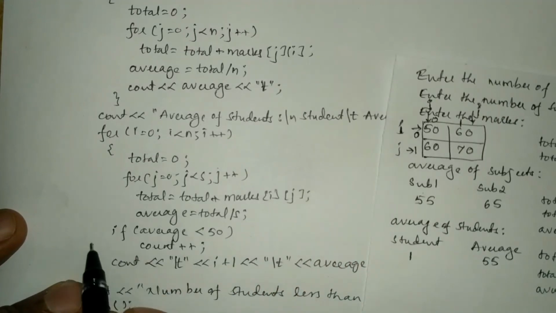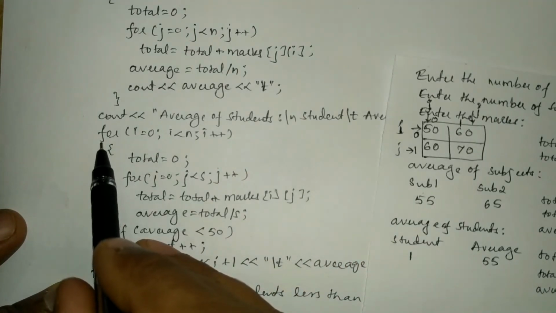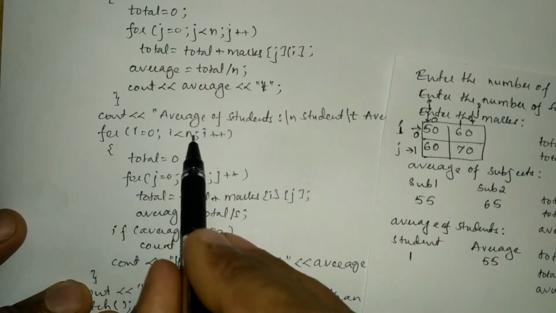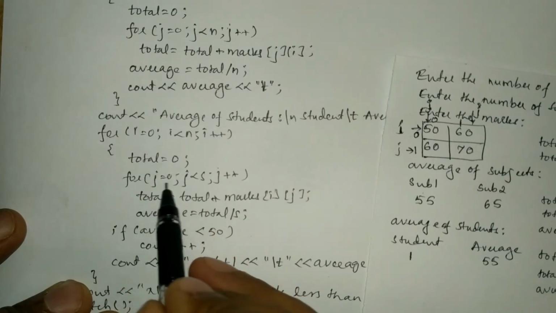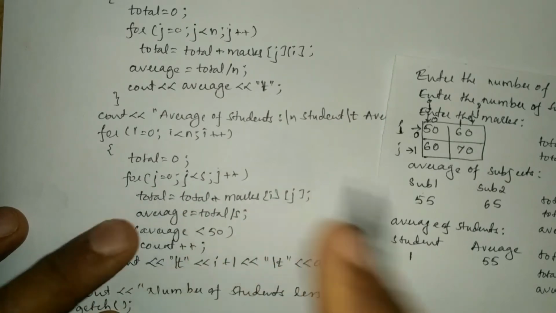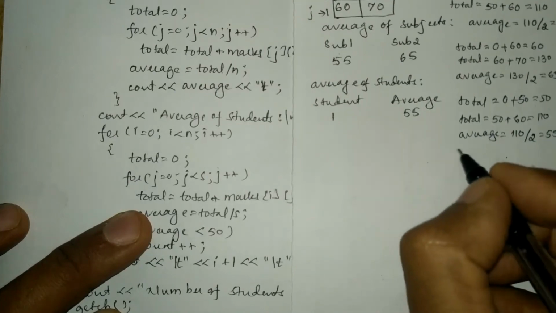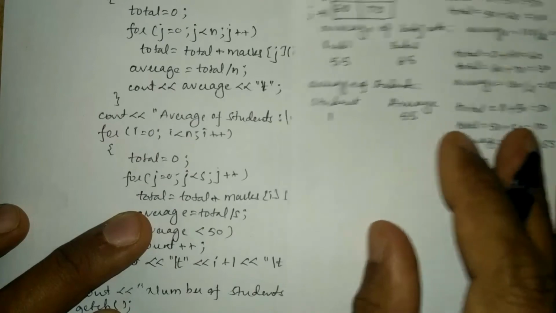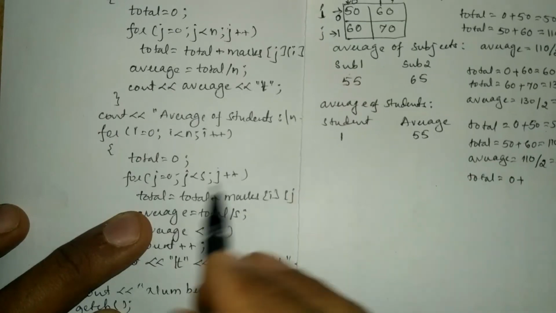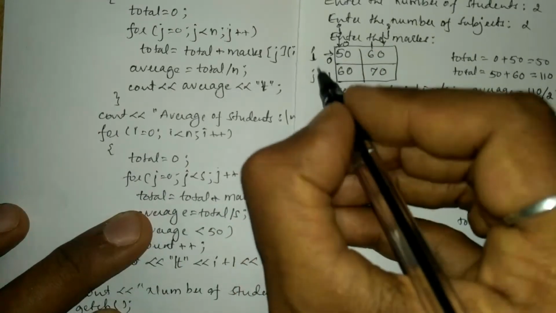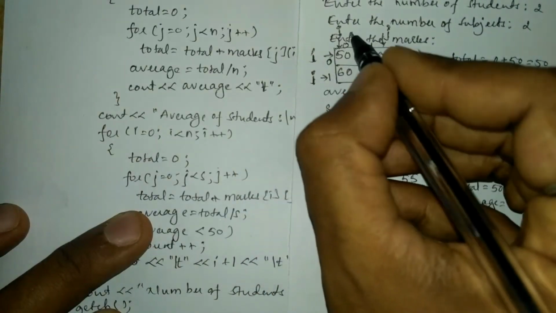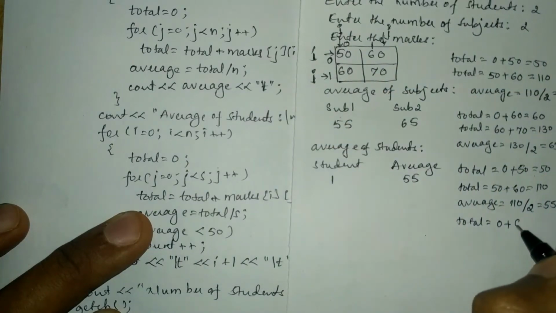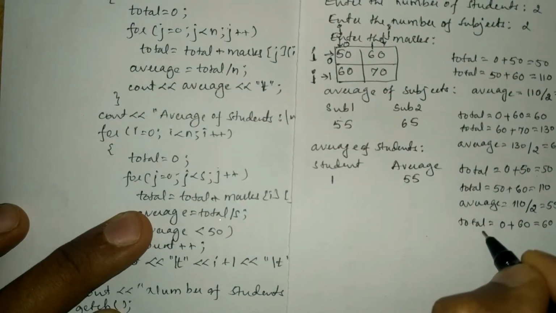After this, once again control transfers to the outer for loop by incrementing the value of i by 1. Now i value is 1, 1 is less than 2, hence it is true. Total is equal to 0, j is equal to 0. Total can be calculated now. So once again I'm going to write total is equal to, for the first time total is 0 plus marks of ij. Here i value is 1, j value is 0. So ij consists of what now? 60. So 60 plus 0 is 60 will be stored in total.